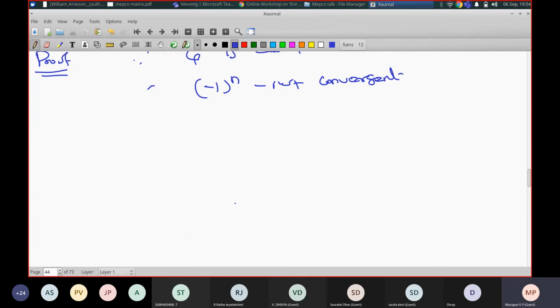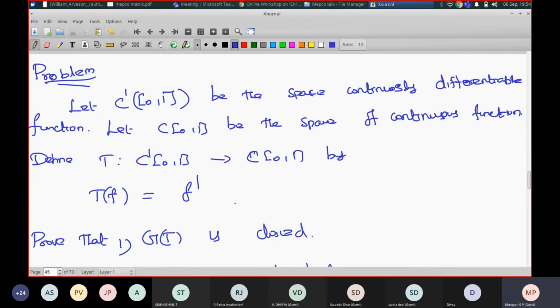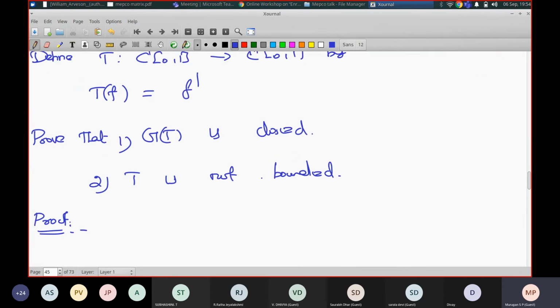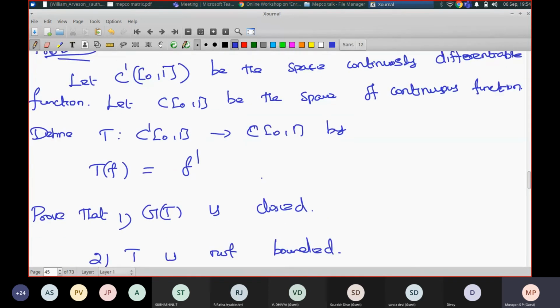This is another very important problem. It is very important because this is a counterexample. In the closed graph theorem we have the assumption that both spaces are Banach spaces, right? If you drop the completeness condition, then the closed graph theorem is not true. For that, this is an example. You can easily see that.